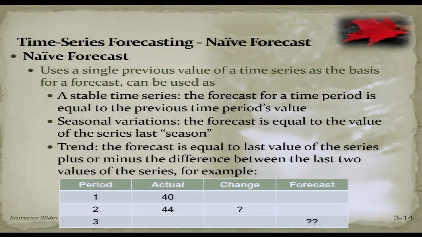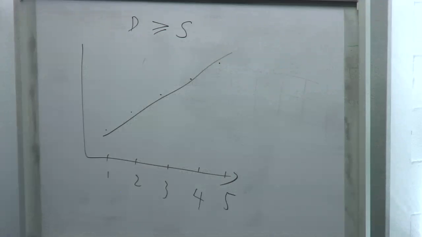Now, the naive method with trend. The forecast is equal to the last value of the time series plus or minus the difference between the last two values. I can explain here. You can still use the naive method, but since you know there's an increasing trend here, you want to capture the trend when using the naive method. Okay, that's a simple example.